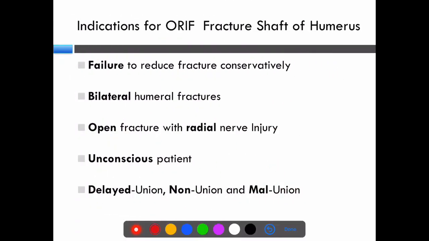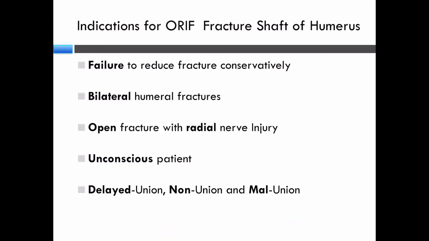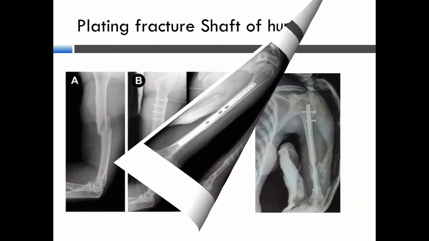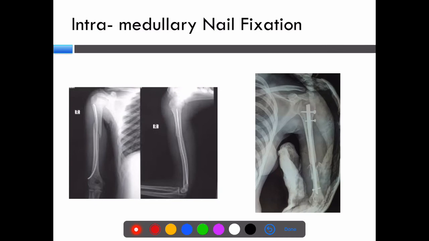Some indications are there for open reduction and internal fixation of fractures, such as failure to reduce properly or bilateral humeral fracture, open fractures with radial nerve injury, unconscious patients, and when there is delayed union, non-union or malunion. So, we do it mainly by 2 methods. One is by plate and screw methods. As you can see, the fracture is well united, and we may do it by intramedullary fixation.